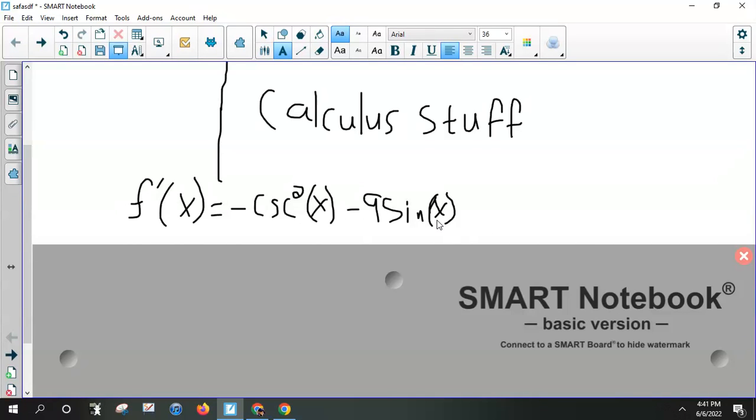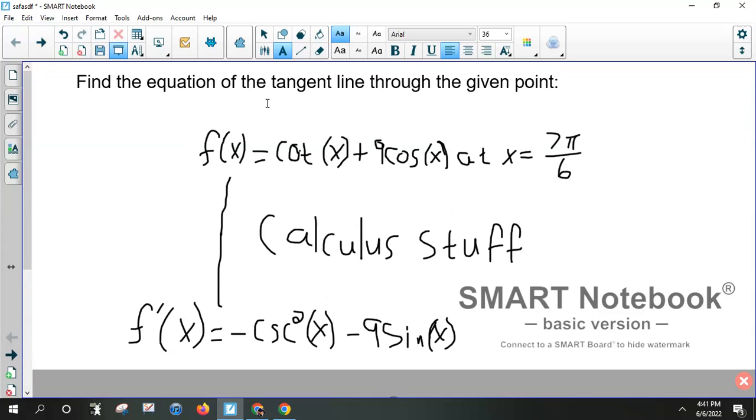So here, let me go back to the top. A problem that we often encounter in calculus is find the equation of a tangent line through a specific point. So here's a trig function, cotangent x plus 9 cosine x, and we want the equation of the tangent line through the point x equals 7 pi over 6.